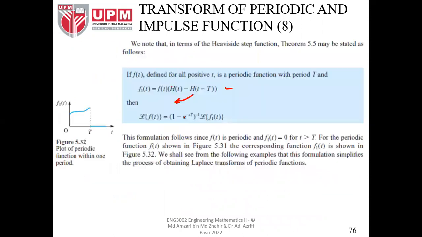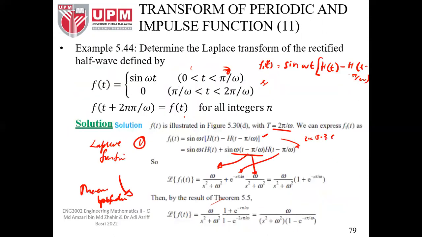Back to here for this example. You have this one, so you need to make sure the denominator and numerator become conjugate. The numerator becomes 1 plus exponent negative pi, the denominator 1 minus. So this one can be simplified. So you will get this one.